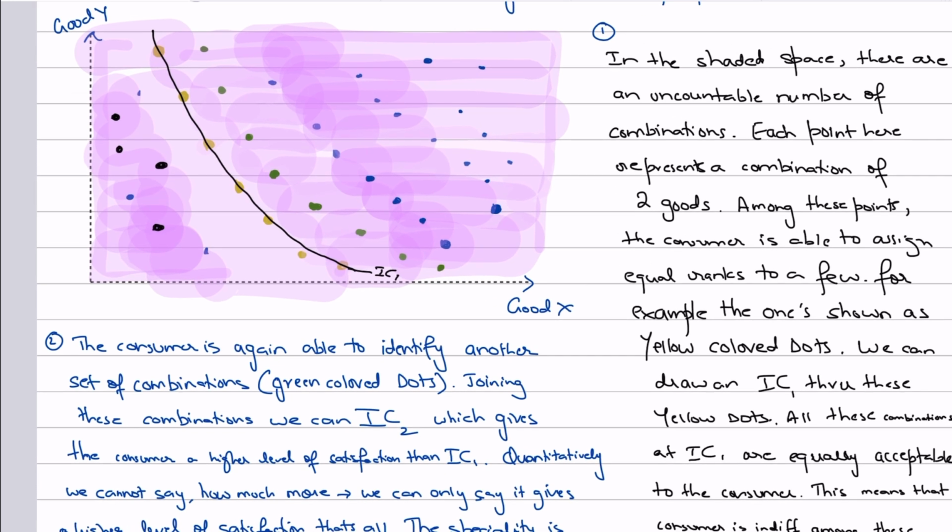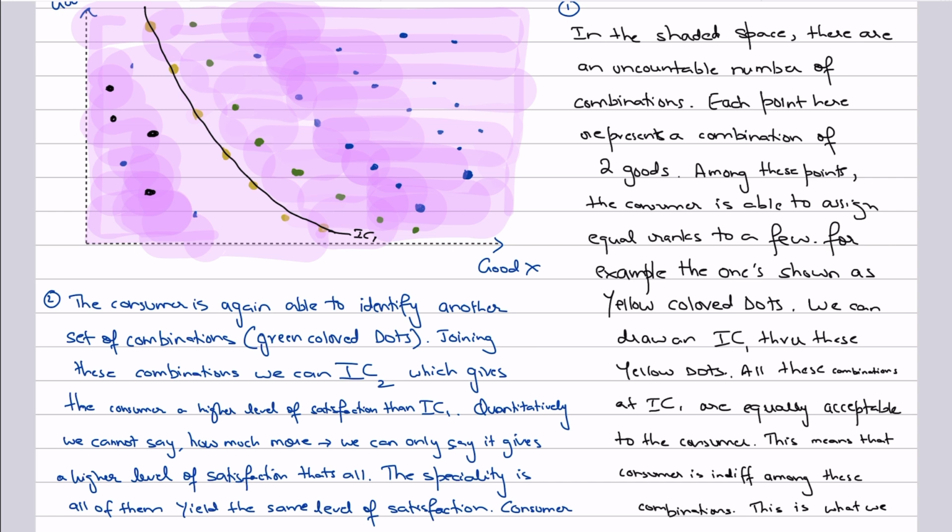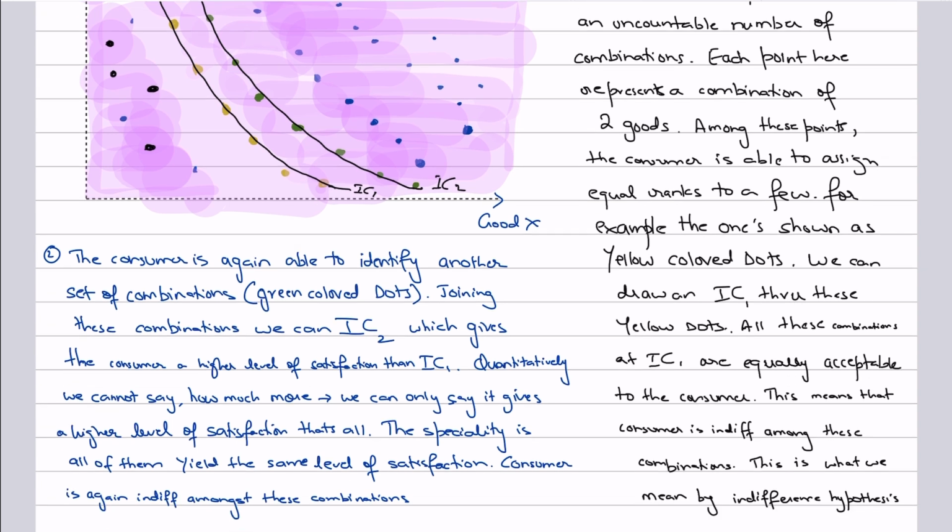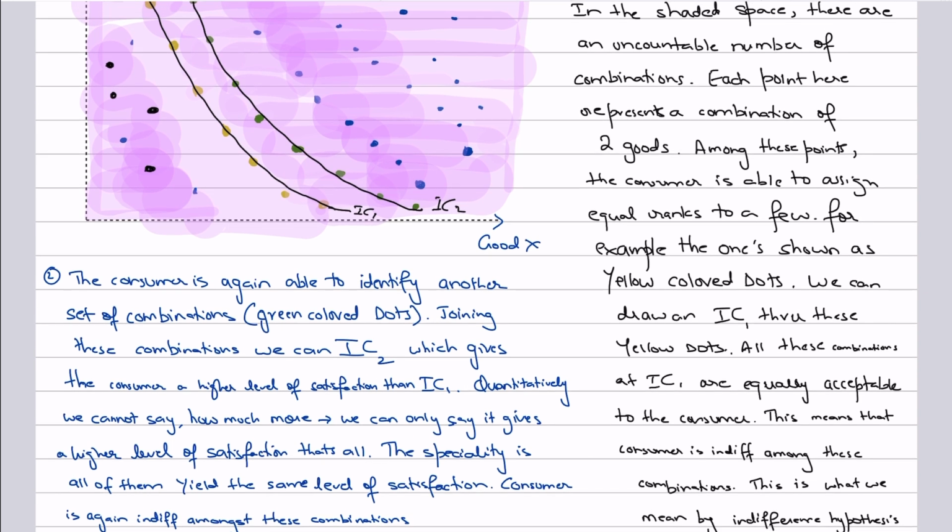And so a consumer can identify another set of combinations as well. For example, if we join the green dots together we get IC2, and this represents IC2, which again gives the consumer a higher satisfaction. In absolute terms we can't measure that satisfaction quantitatively, but we know that it gives a higher level of satisfaction for the consumer. Although the indifference curve on the right, IC2, gives a higher satisfaction, within that indifference curve all combinations yield the same satisfaction.